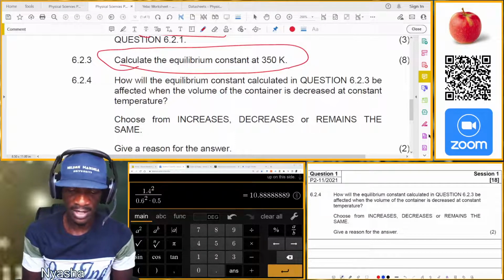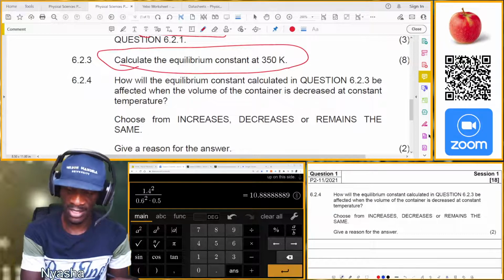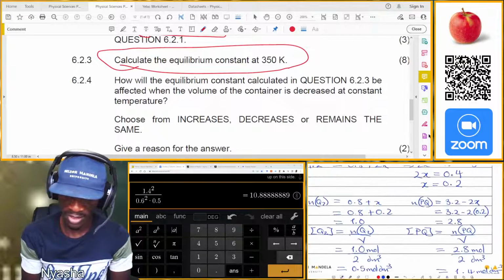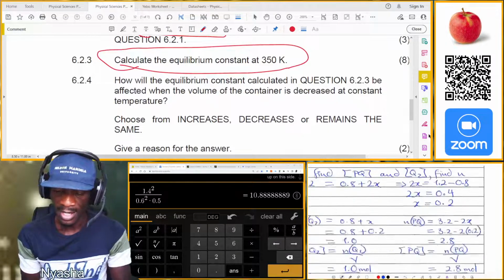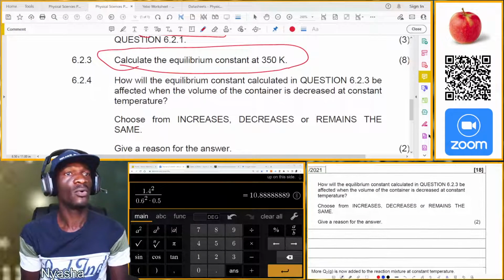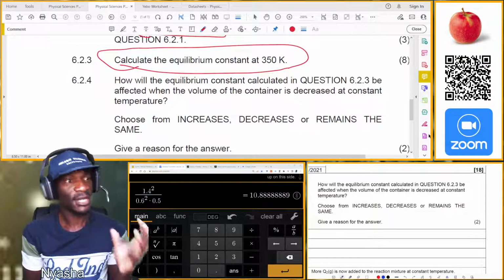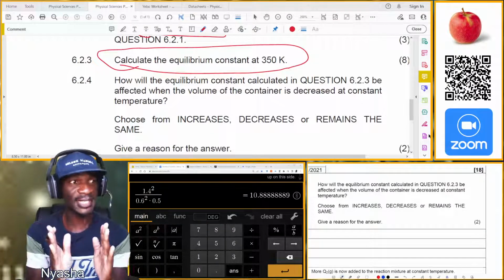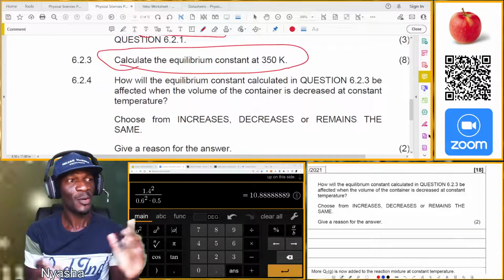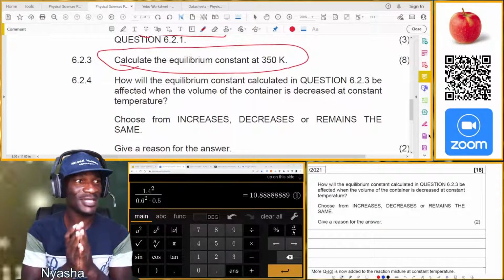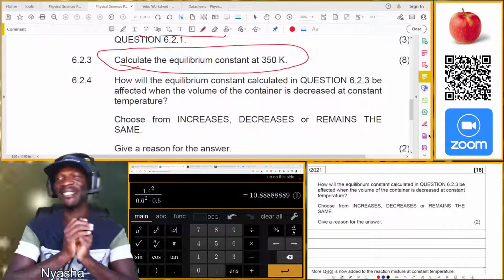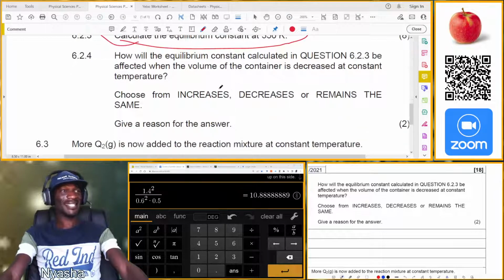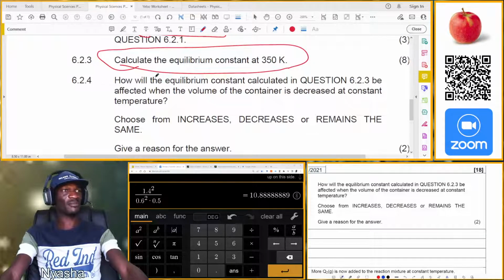Okay, so let's now look at 6.2.4. How will the equilibrium constant calculated in 6.2.3, which is this 10.9, be affected when the volume of the container is decreased at a constant temperature? Choose from increases, decreases, or remains the same. Yes, okay. This is a very exciting question. So we'll finish up on 6.2.4.